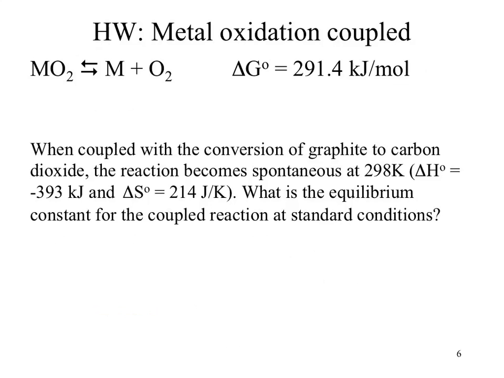Okay? So we're given some reaction with a delta G naught, and you'll notice that if we look at that Gibbs free energy, what sign is it? Positive. Does that reaction occur? No. Why would we want to run this reaction? What does M stand for?